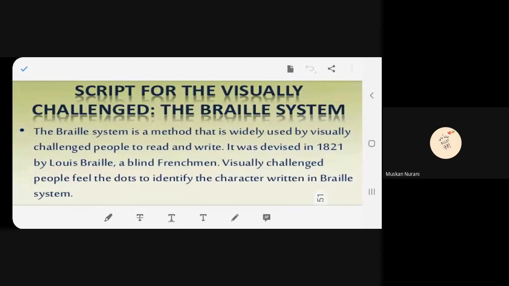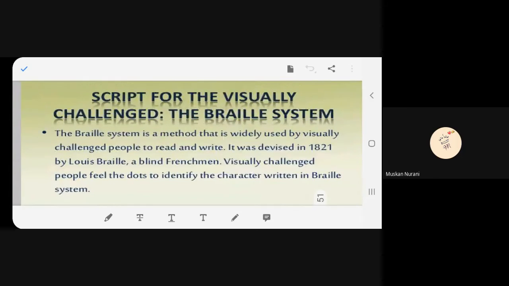This device or mechanism was made by Louis Braille in 1821. Remember that. He was a blind Frenchman. And how do visually challenged people use this? They feel the dots, they touch the dots, and then they identify the character or make the words accordingly. You understand? They touch the dots and then they can say that this is A and this is B and this is C. The numbers and the alphabets, this is how they understand.